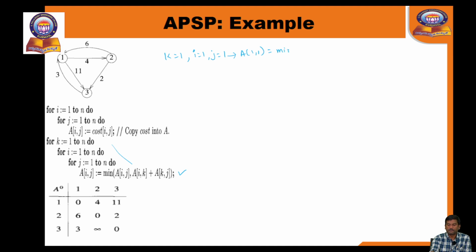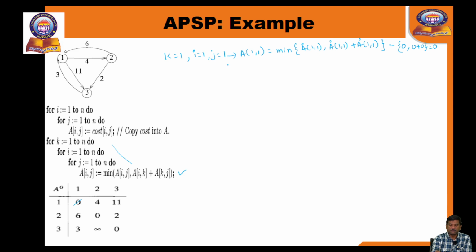minimum of A of i j, that is A of 1 comma 1, comma A of i k, that is k equal to 1 and i equal to 1, plus A of k comma j. So what you have to consider for finding A of 1 comma 1 is, from the previous matrix, A of 1 to 1 is equal to 0. So the minimum of 0 comma A of 1 to 1, which is 0, plus A of 1 to 1, which is equal to 0, will be equal to 0.